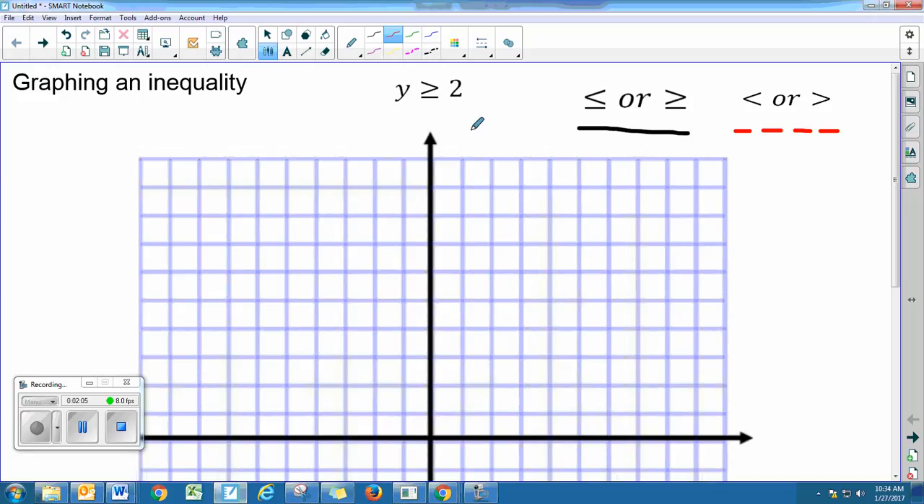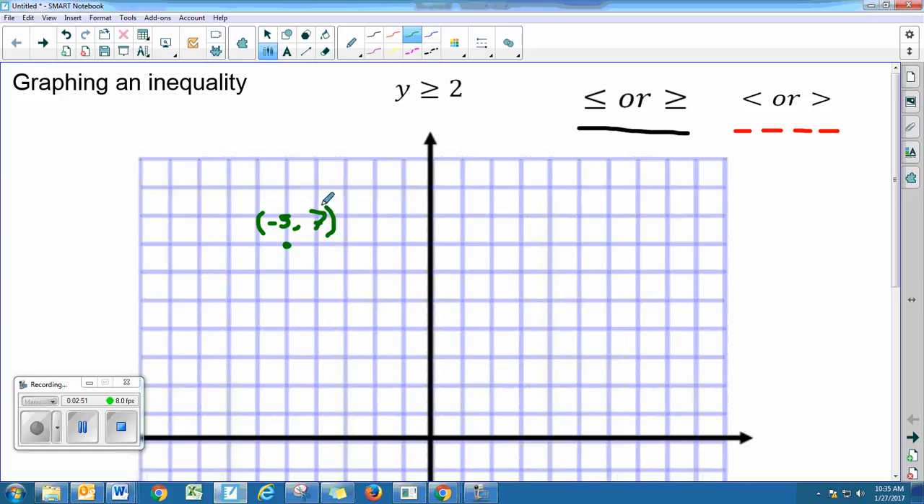So as an example, let's graph y is greater than or equal to 2. So we know that when we graph this, we're going to have a solid line. If we want to represent all of the places where y is bigger than 2, we can think of putting points on the graph. If I plot this green point right here, that point is negative 5 on the x, and 7 on the y.